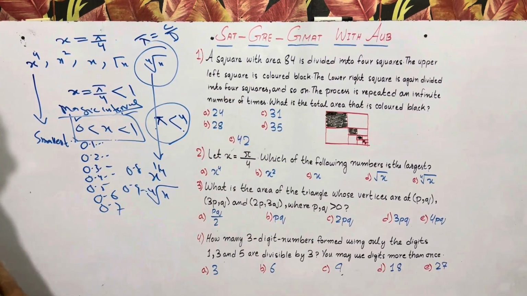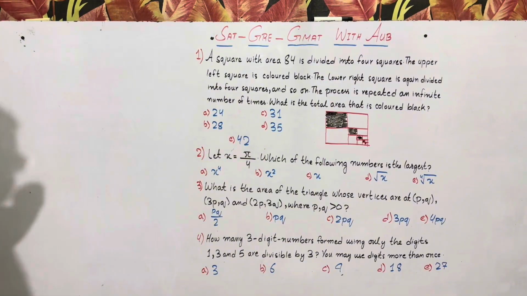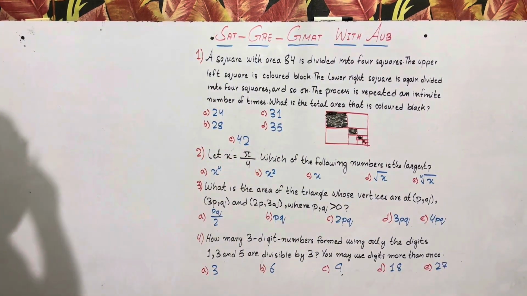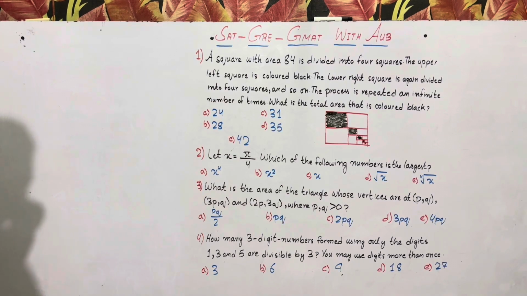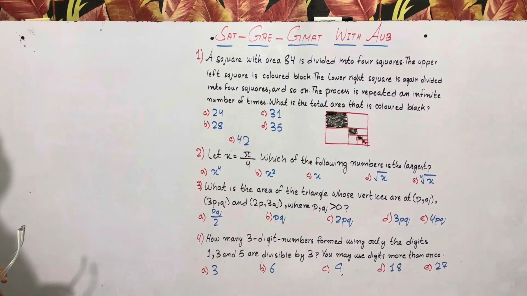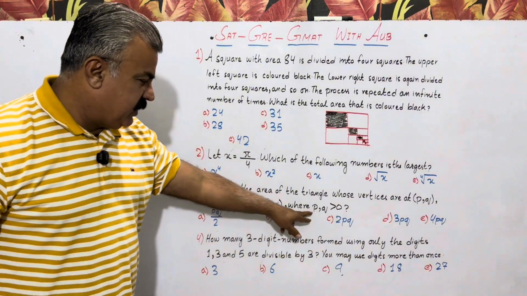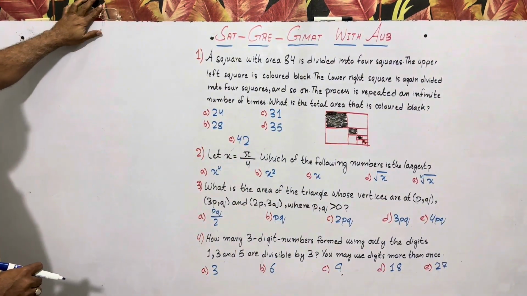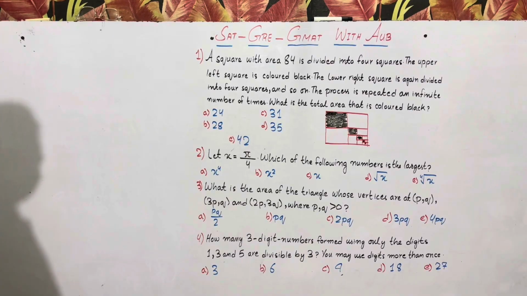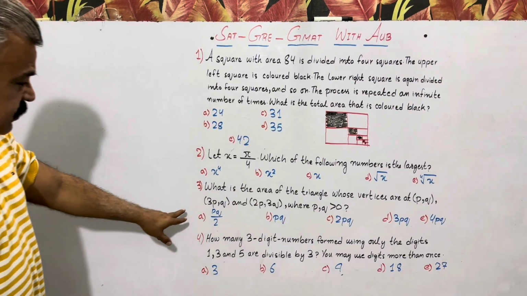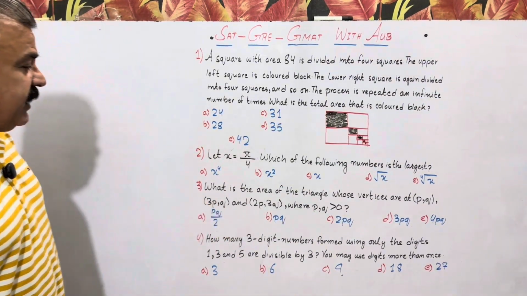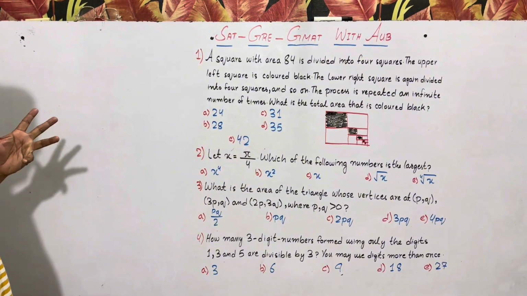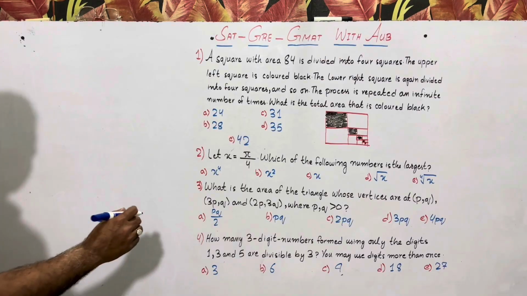Moving towards the next question, question number 3. What is the area of the triangle whose vertices are (p, q), (3p, q), and (2p, 3q), where p, q are both real numbers, pq greater than 0? Thanks to René Descartes and analytic geometry, we can solve such types of questions without knowing the kind of the triangle. We can easily manage their area.